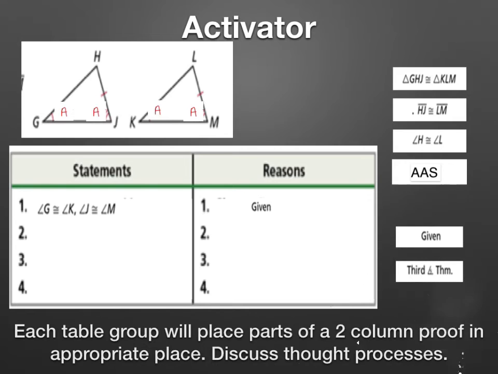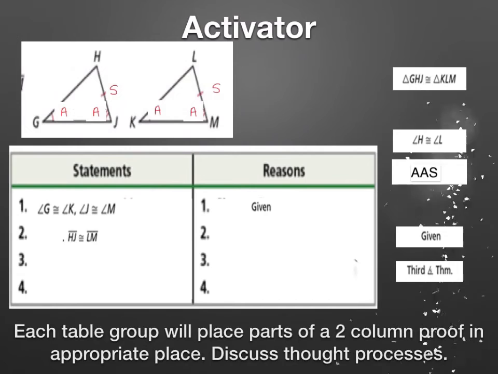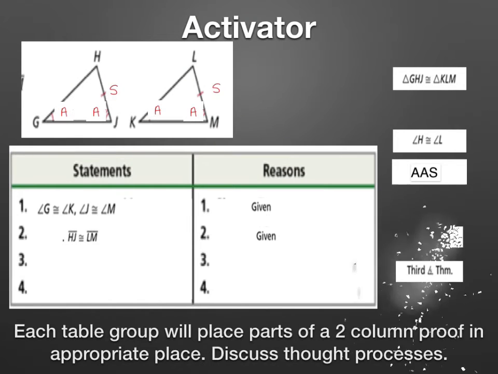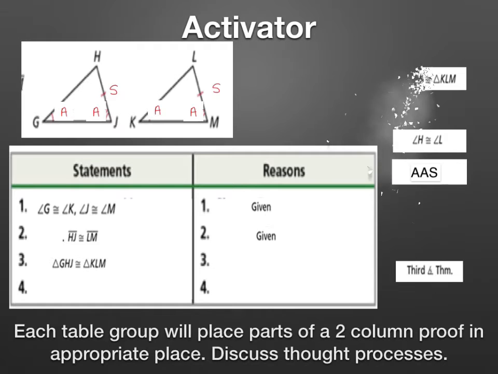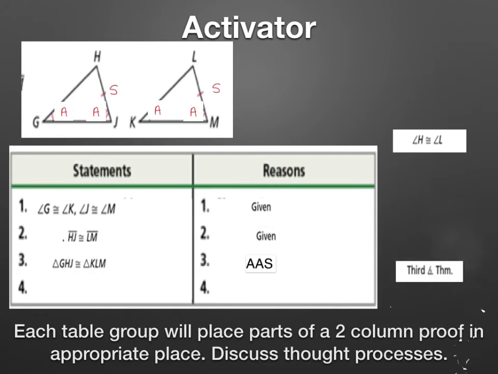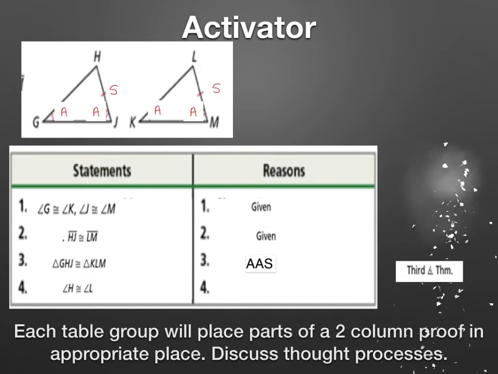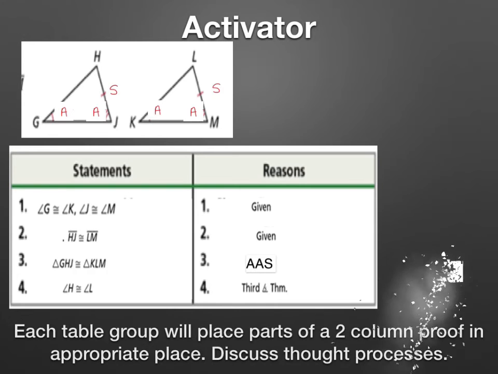be given. The side HJ is marked congruent to side LM, so the reason would be given. We know that triangle GHJ is congruent to triangle KLM by the angle side congruence criterion. So if you have two triangles that are congruent, the third angle L is congruent to angle H by the third angle theorem.